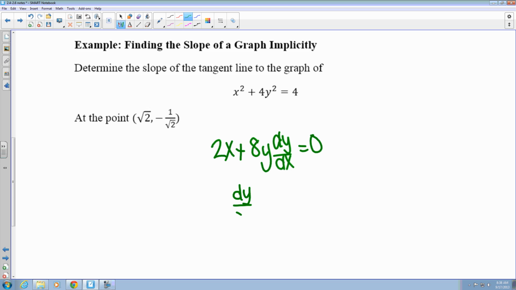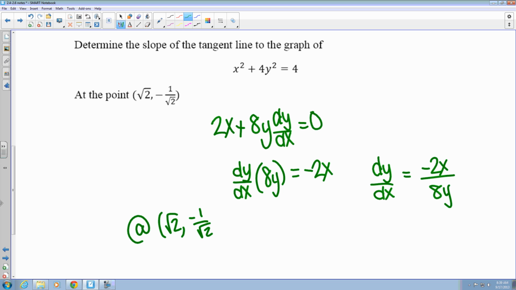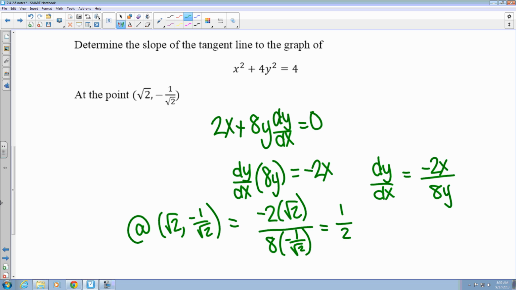This one's not too bad to take the dy dx out of. I'm going to move the 2x to the other side, so it's negative. And then we divide by that 8y. So our dy dx is negative 2x over 8y. And we can plug in our point. We have to actually plug in both the x and the y this time. Negative 2 times the square root of 2 over 8 times negative 1 over square root of 2. Actually ends up being 1/2 when simplified.